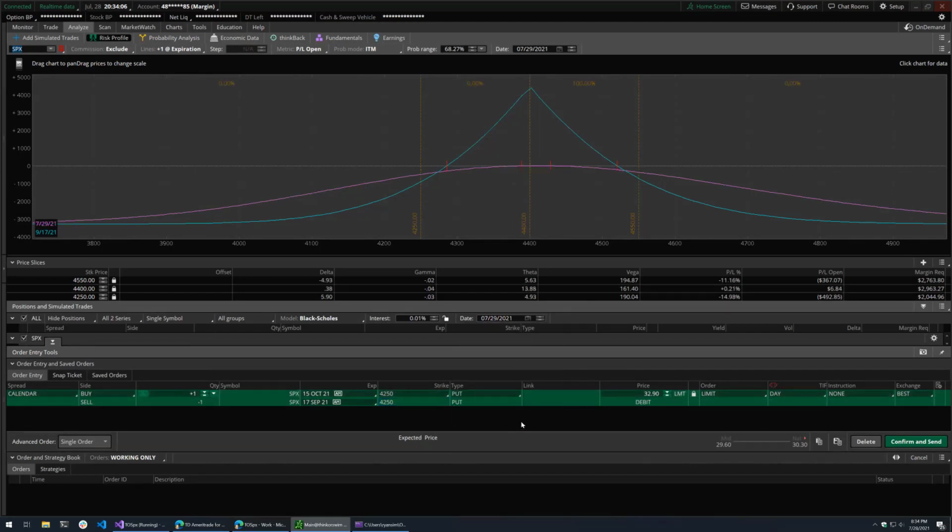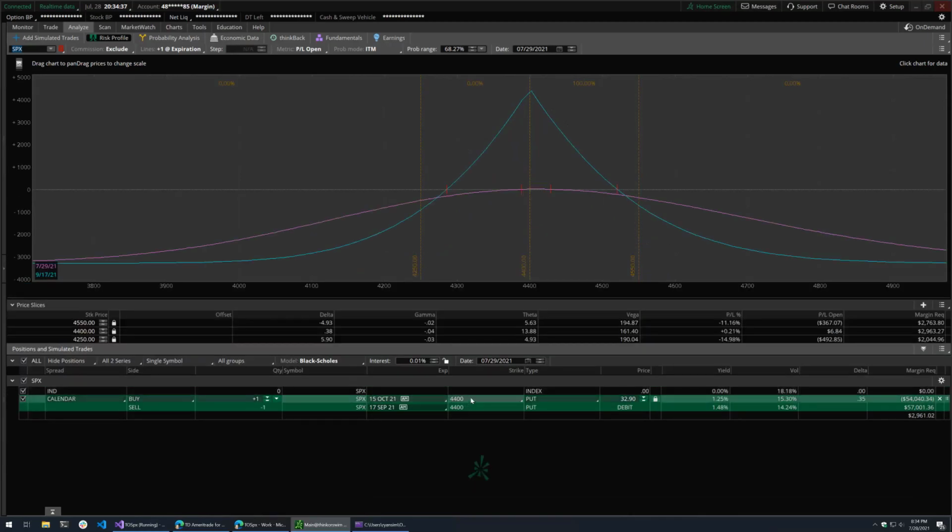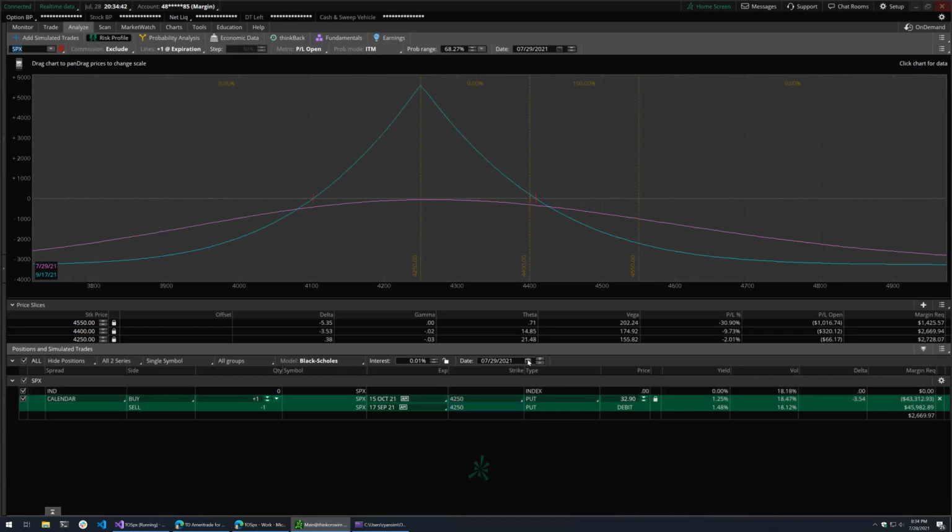And let's go back to today. And change the price. There we go. The risk graph is not updating here. In any case, I'm sorry, I'm looking at the wrong one here. There we go. All right, and we'll go to today's date.